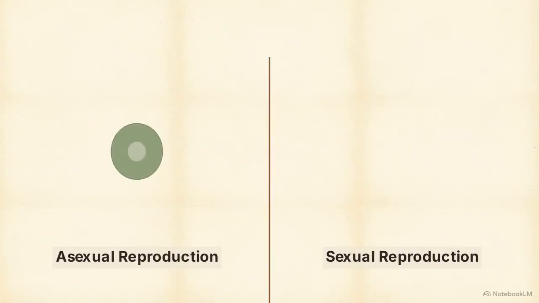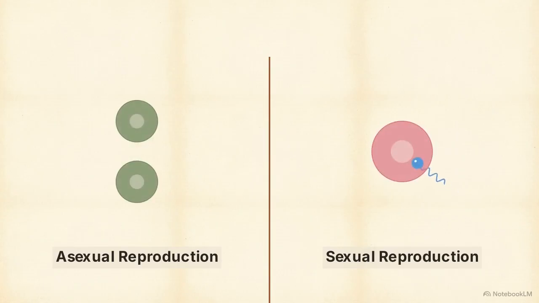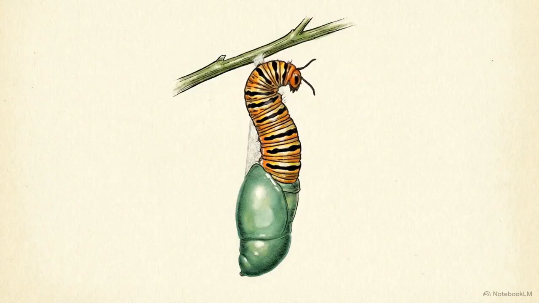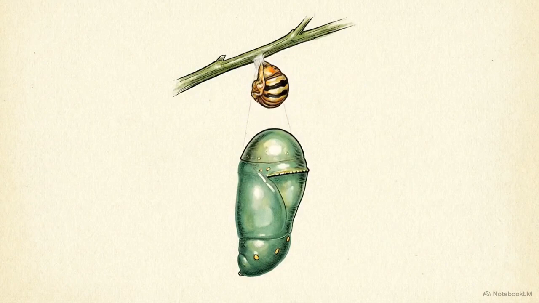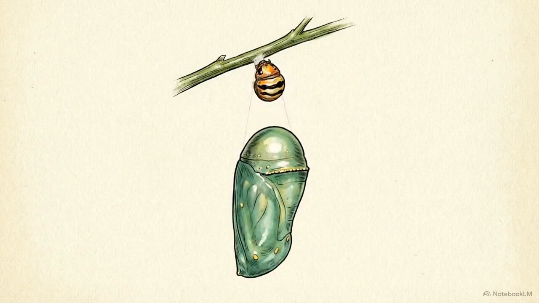Life continues by passing genetic material to a new generation, whether through single-parent asexual division or the fusion of gametes to create a zygote, the starting point of a new individual. In many species, that new individual must undergo metamorphosis, a radical structural transformation, before it can mature and reproduce itself.